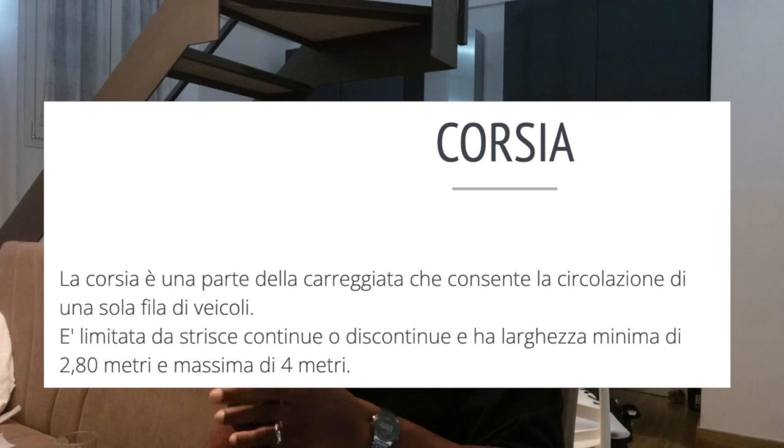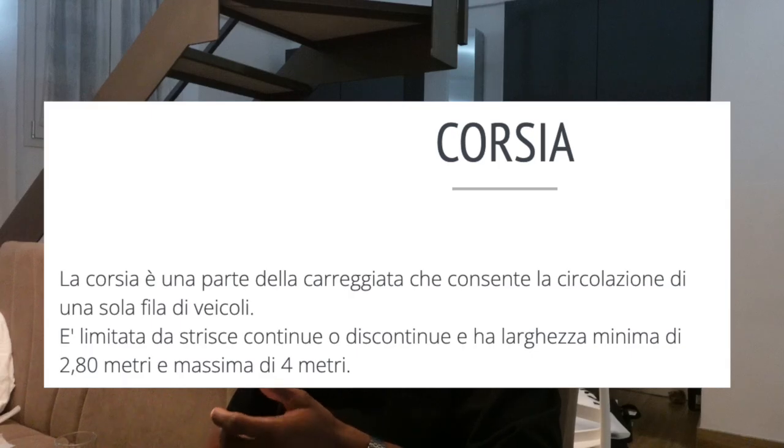When it comes to corsia, this allows only one lane of vehicles, which means only one lane of vehicles can transit on la corsia. La corsia è una parte della carreggiata che consente la circolazione di una sola fila di veicoli. È limitata da striscia continua o discontinua. So they are letting us know la corsia is one lane made for one line of vehicles. It's only one line of vehicles that can pass on la corsia.